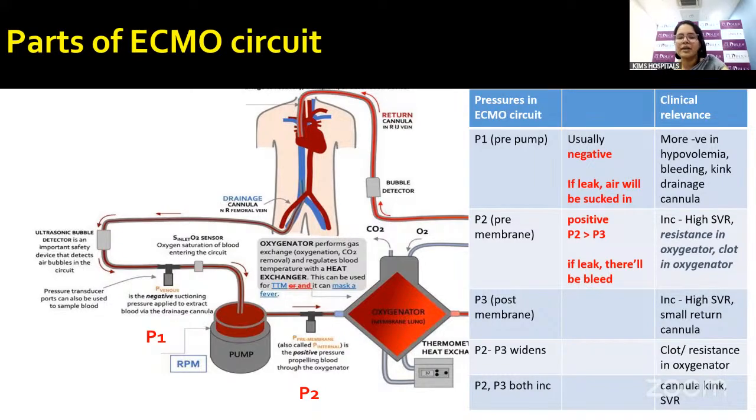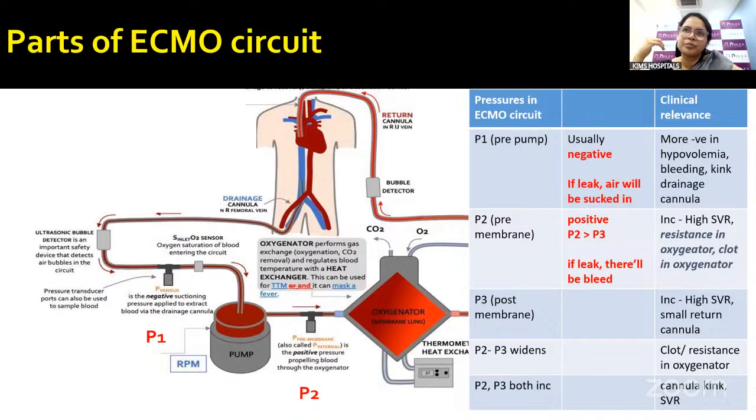On the other hand, if you only see P2 increasing progressively and P3 remaining the same or somewhat low, and P2 minus P3 increasing, or widening of the transmembrane pressure differential, then this is a sign of a clot or increasing resistance within the oxygenator, and this will call for a change in the oxygenator. Note that most of these parts of the circuit are available independently, and hence you can simply change the oxygenator instead of changing the whole circuit. Of course, changing the whole circuit is also an option, but that involves more cost.